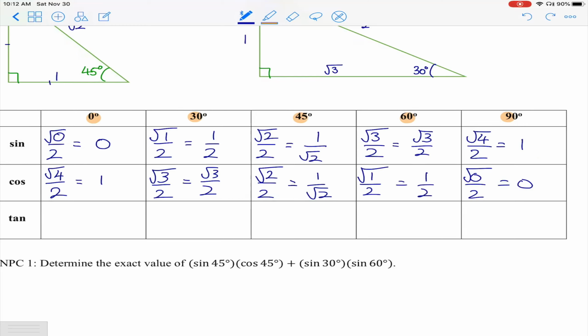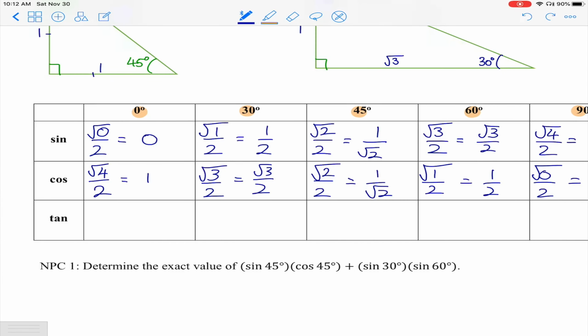Then the tangent is also simple. It's just the sine's numerator divided by the cosine's numerator. If you get confused about which one over which one, even in the chart, sine is over cosine. Then for the tangent, it is 0 over 1, which is 0. Next one is 1 over square root of 3, right?